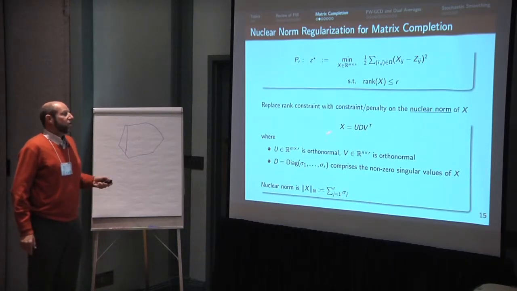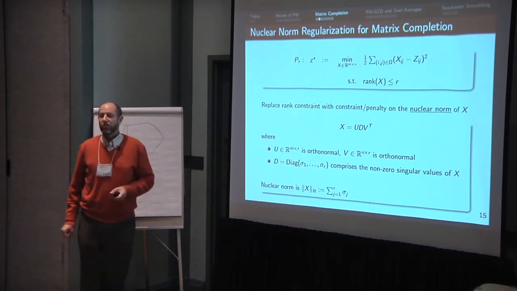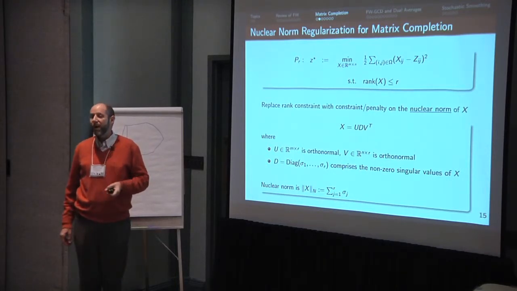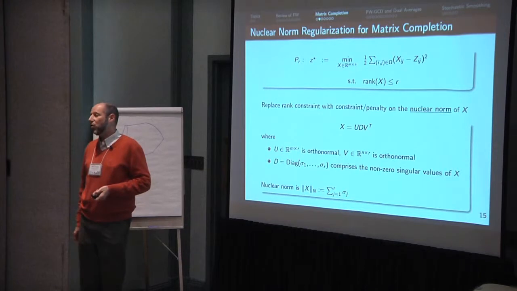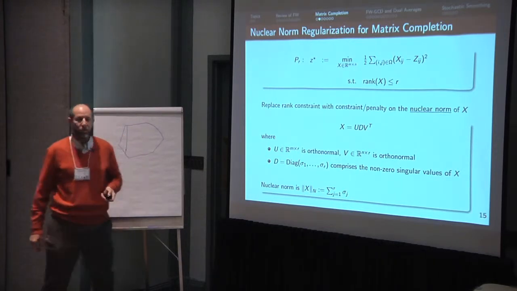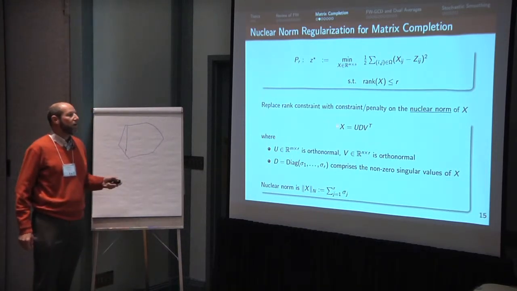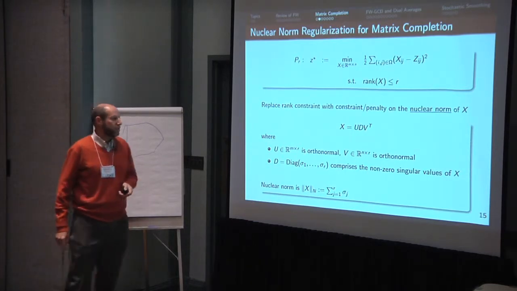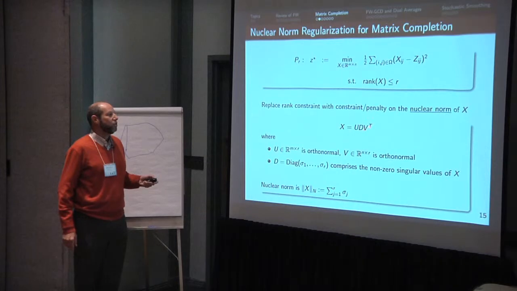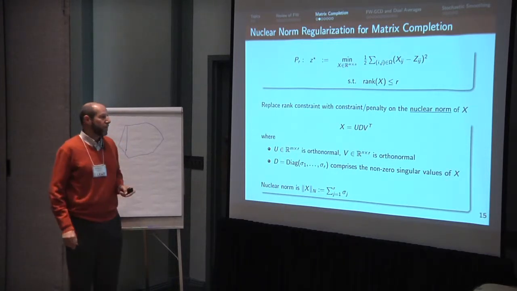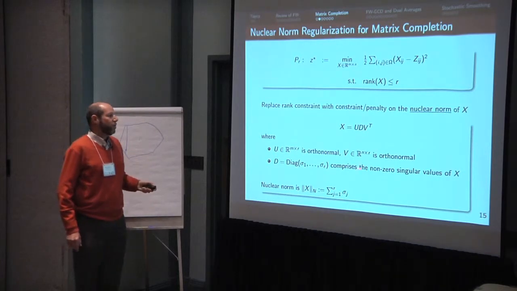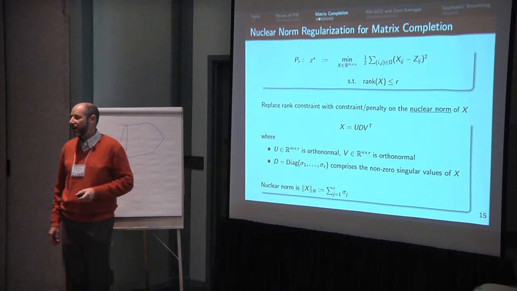And here it is. So the typical thing is to replace the rank constraint by a constraint or a penalty on the nuclear norm of a matrix X. So what is the nuclear norm of a matrix X? Well, you can think of X as being decomposed with its singular value decomposition into U D V transpose, where U and V are orthonormal matrices, and D is a diagonal matrix composed of the non-zero singular values of X.